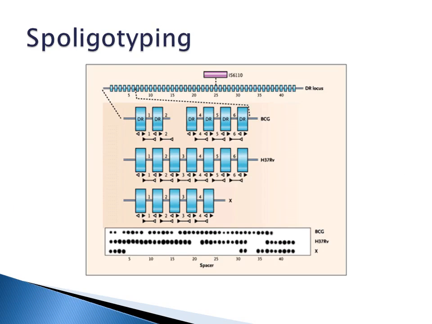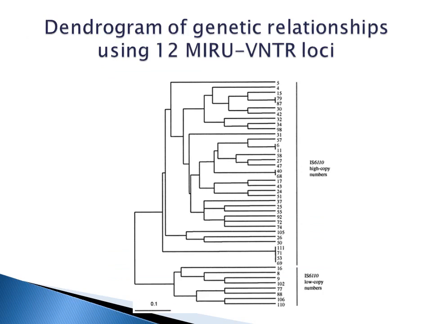So this is just a schematic of your Spoligotyping, where you have your insertion sequence 6110 that's in the middle of the DR locus. You have your direct repeats and you have spacers that vary in their sequence, and you're just going to do an amplification and blotting technique to determine if you have the presence or absence of a specific spacer. You can use these various techniques to do dendrograms to determine genetic relationships of various Mycobacterium tuberculosis organisms.